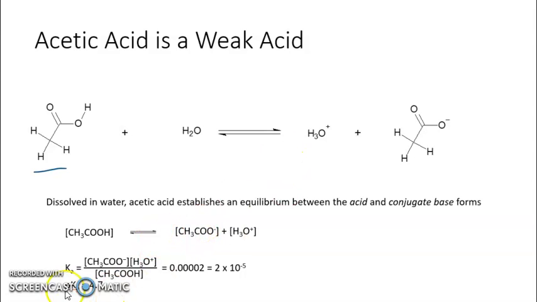We can write an expression, the acid dissociation constant, the Ka, and for any reaction, we can write an equilibrium constant. The equilibrium constant is the concentrations of the products, and if there is a coefficient, now here our coefficient is implied, it's implied to be 1, you write the concentration of the products raised to the power of their coefficients.